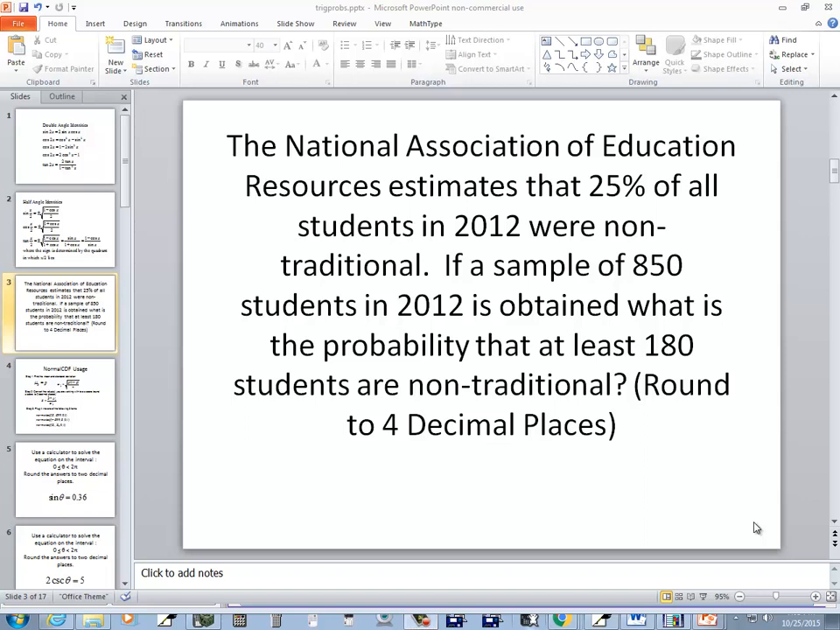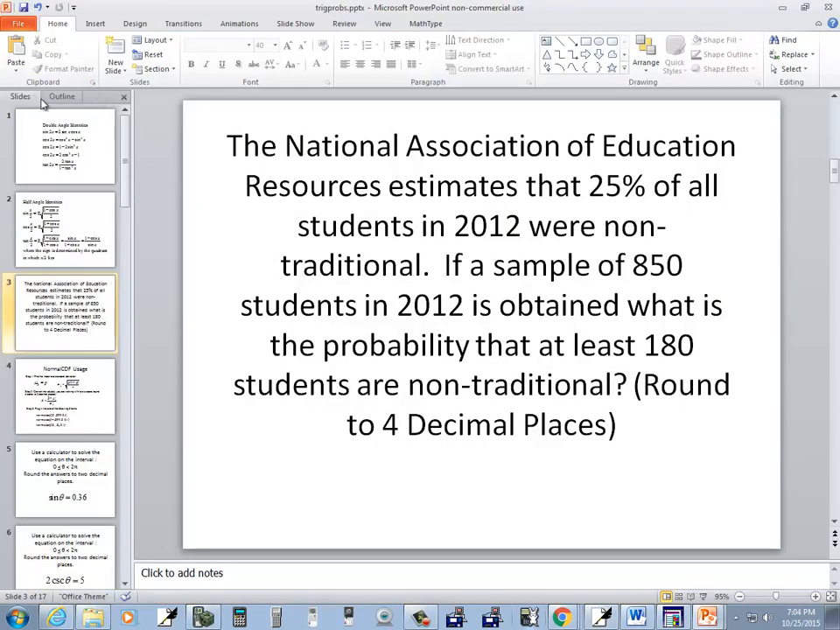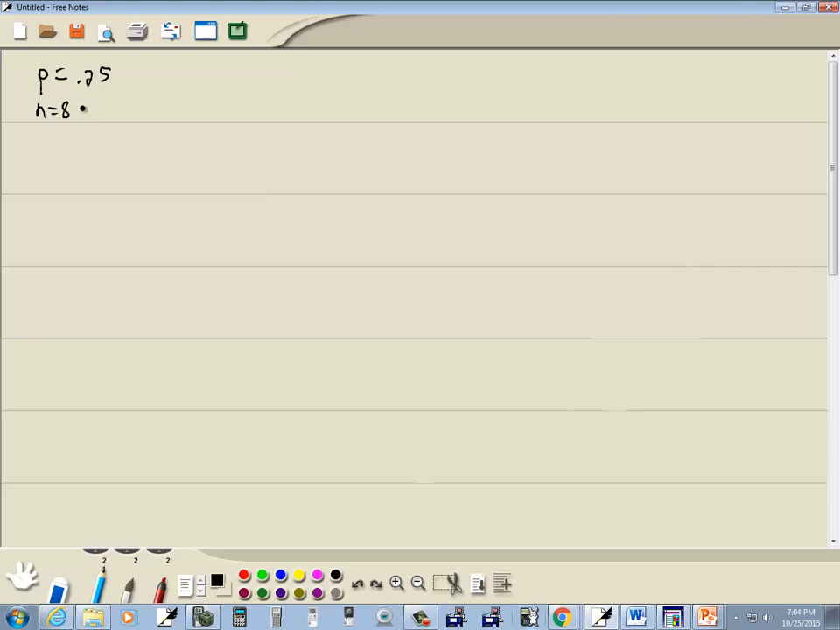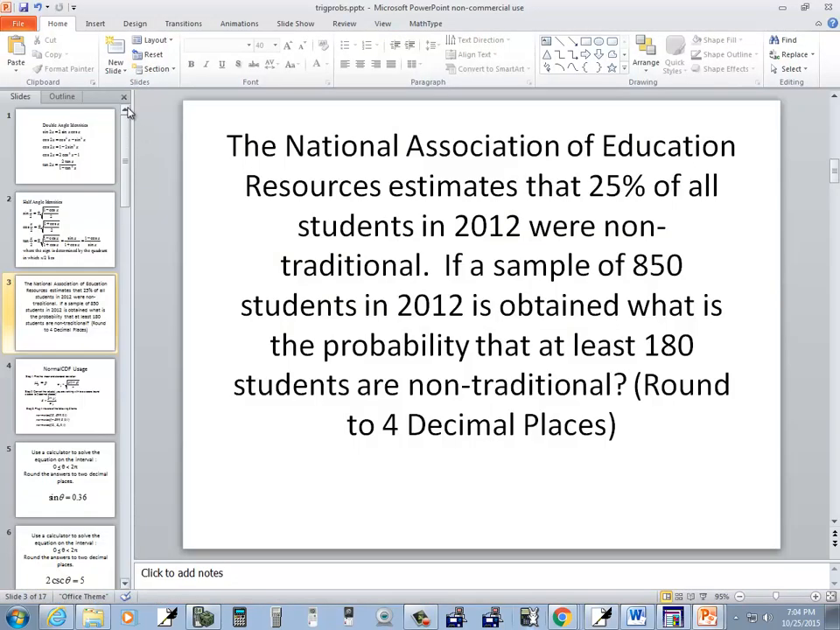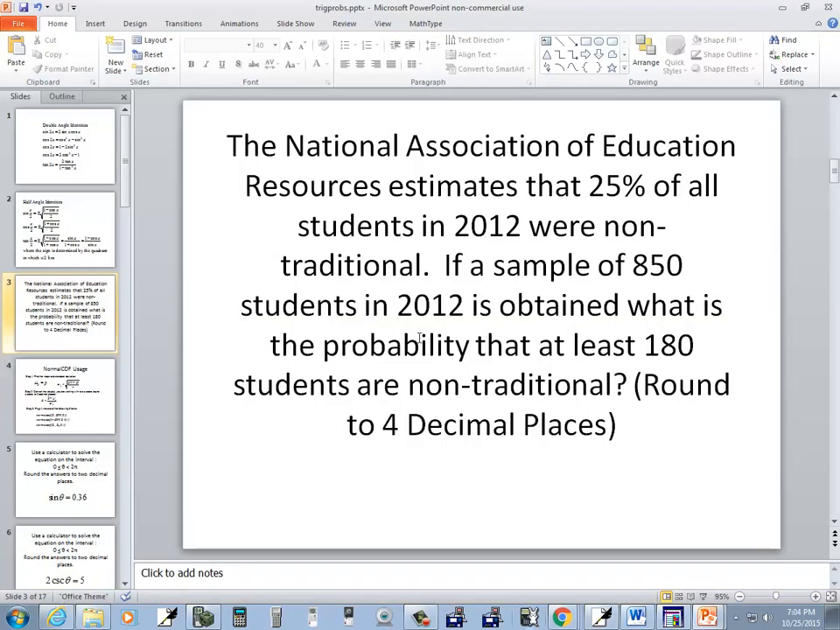National Association of Educational Resources estimates that 25% of all students in 2012 were non-traditional. So they're telling us that P is equal to 0.25. If a sample of 850 students, so N is 850, is obtained, what is the probability at least 180 students are non-traditional? So at least 180, we're saying X is equal to 180, and at least means it's shaded to the right. Okay, so that's the information they give us.